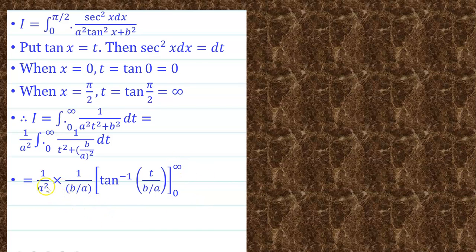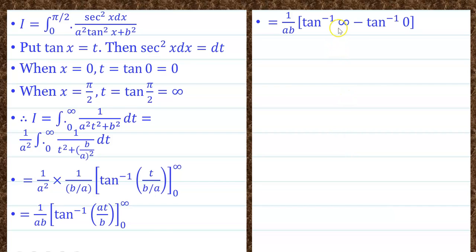आता इथे पुन्हा evaluate करणार, हा a square आहे into 1 upon b upon a, that a will get cancel, you will get 1 upon ab, 1 upon ab tan inverse of, हे जर आपण simplify केलं then you will get at upon b, lower limit is 0, upper limit is infinity, and if we replace, that is 1 upon ab tan inverse of infinity minus tan inverse of 0, and we clearly know that tan inverse of infinity is pi by 2. Okay, and tan inverse of 0 is 0, and therefore 1 upon ab, and this is pi by 2, and this is the 0, and overall you will get I is equals to pi upon 2ab. Okay, this is the answer.